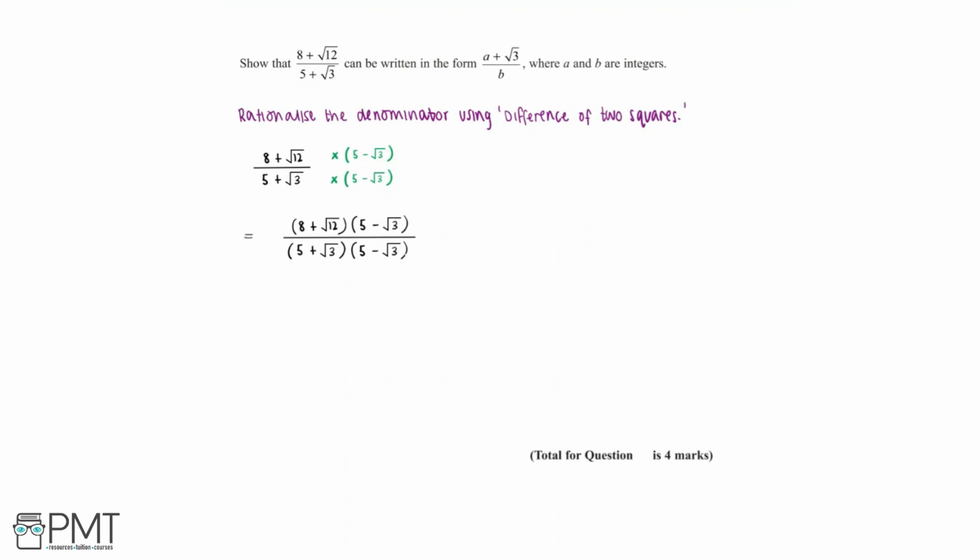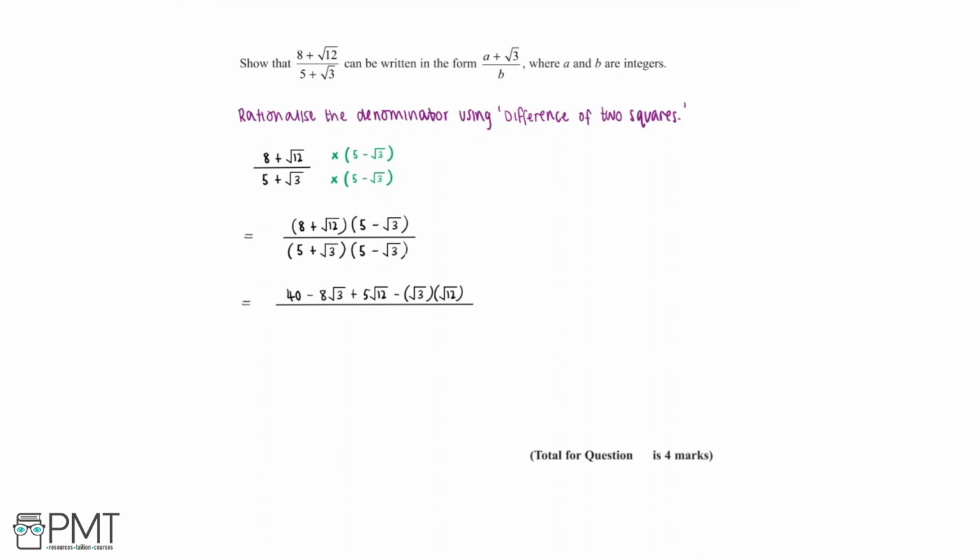And so we can expand these double brackets. Let's start with the numerator. We have 8 multiplied by 5, which is equal to 40. Then we have 8 multiplied by minus root 3, which is equal to minus 8 root 3. We then have root 12 multiplied by 5, which is equal to 5 root 12. And then root 12 multiplied by minus root 3, which is equal to minus root 3 multiplied by root 12, which we can simplify in the next step.